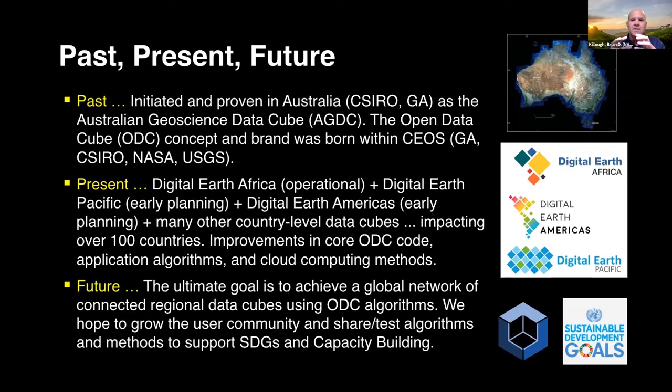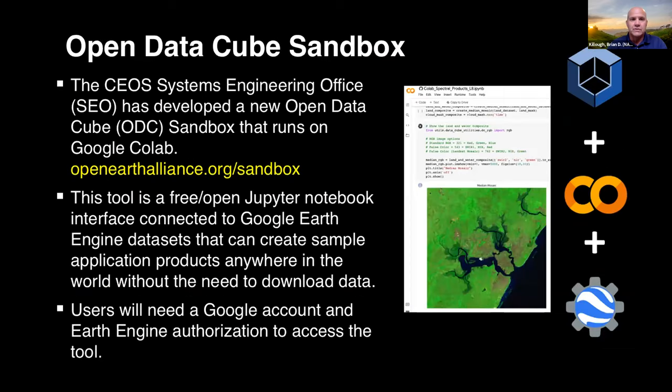So the Open Data Cube is a common way to connect to the data, and it allows us to share algorithms across platforms. It doesn't matter whether you're using someone else's cloud, cloud XYZ, it doesn't really matter where it is, but using this common framework and a way to describe the data, we can share algorithms very easily. It's the Jupyter Notebooks, which are on the very top of all of this, and that's how we interact with the data. So our goal is to ultimately have a network of these interconnected regional cubes around the world, and we hope to grow that user community.